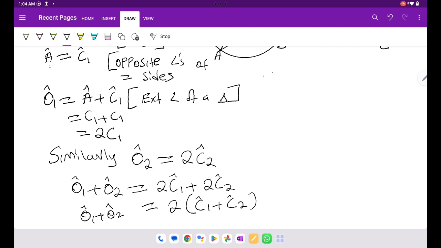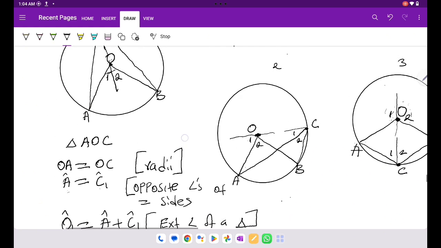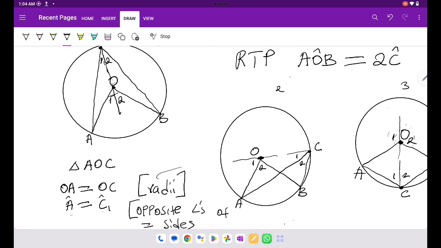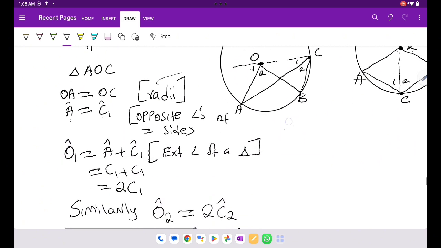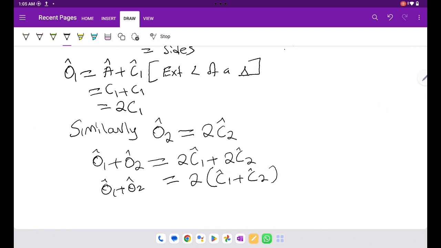Now, if we go back to the diagram, we look at O1 plus O2. So let's look at it. O1 plus O2, it's giving us our angle AOB. So we can replace O1 plus O2 with AOB. So let's do that. Instead of O1 plus O2, we will write our angle AOB. So that's our angle AOB.